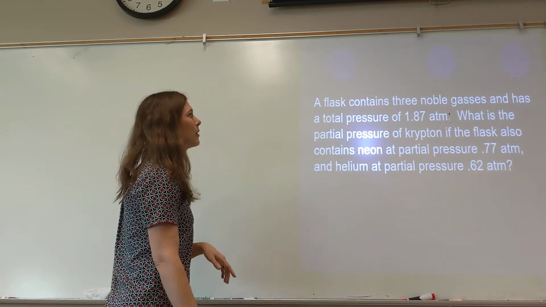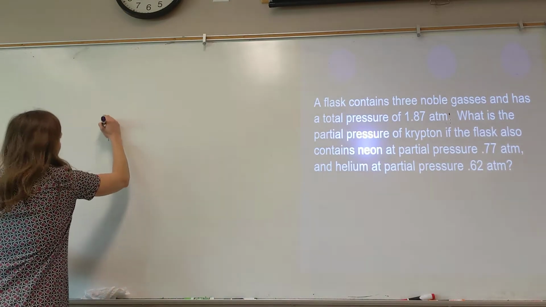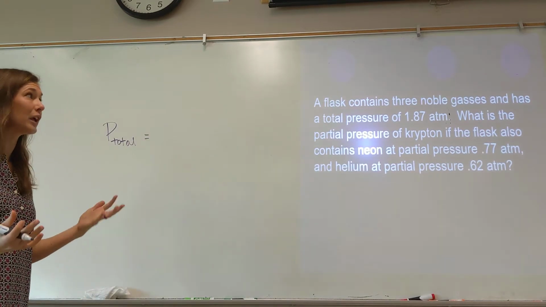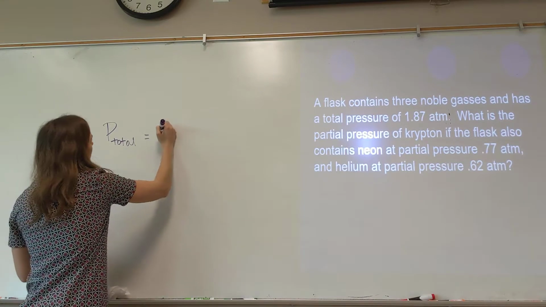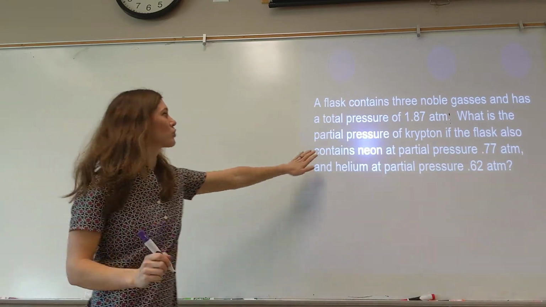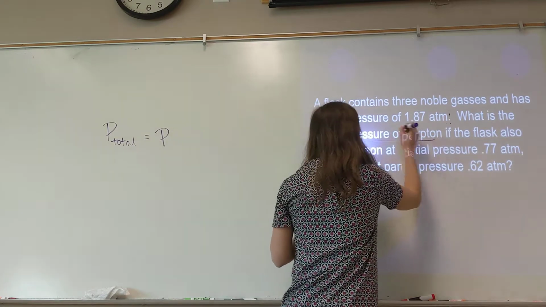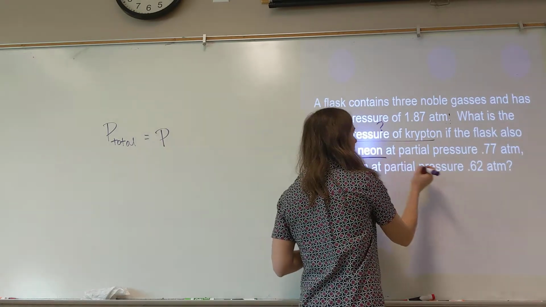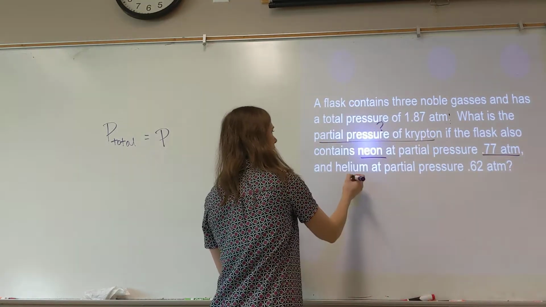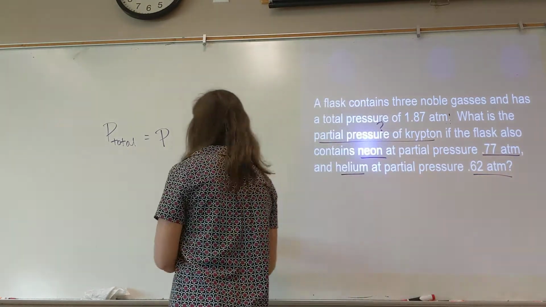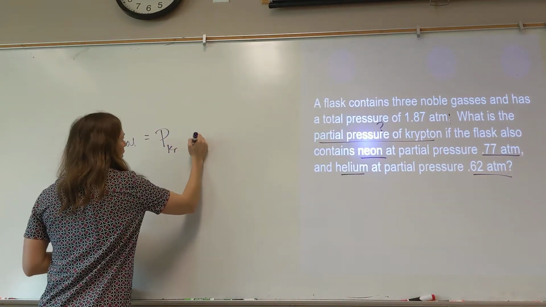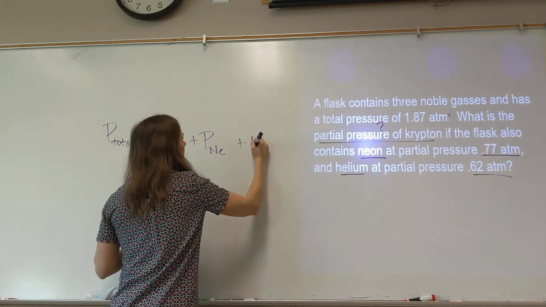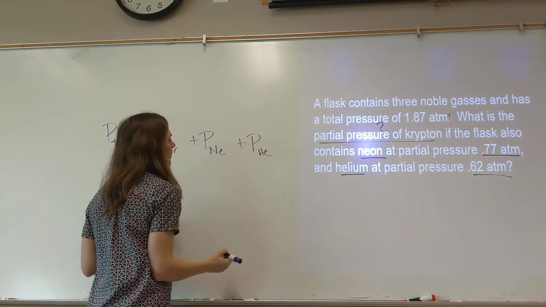All right, so we're going to set up our formula again. P total. And we know that the total pressure of our flask contains 3 noble gases. We're trying to find the partial pressure of krypton. This is our question mark. Okay. And then it says neon has a partial pressure of 0.77 and helium has a partial pressure of 0.62. So krypton plus the partial pressure of neon plus helium at 0.62.